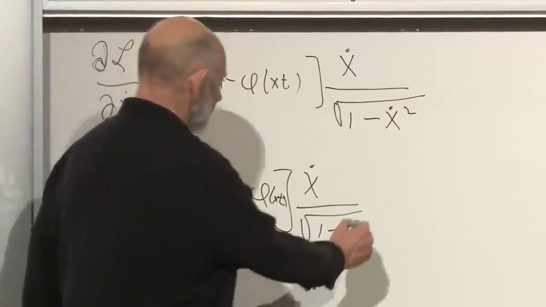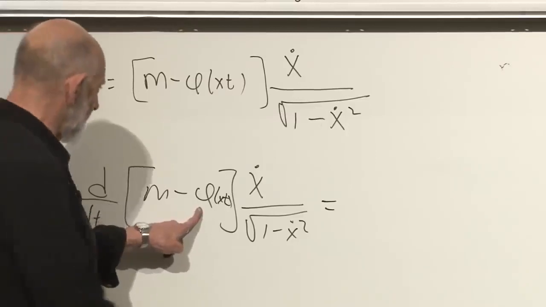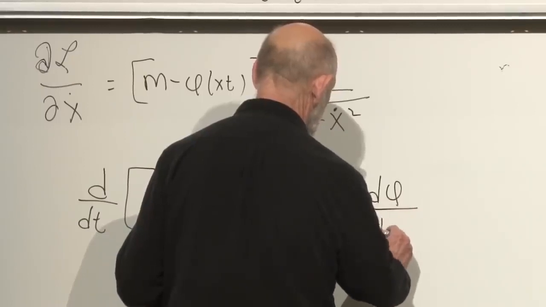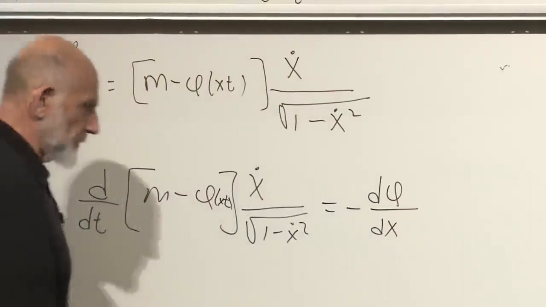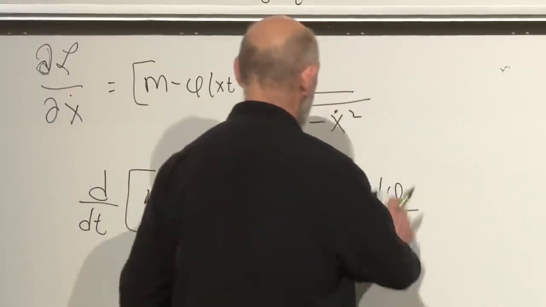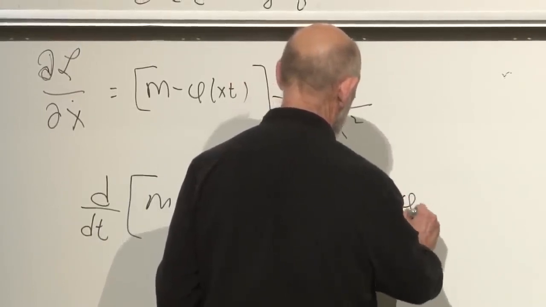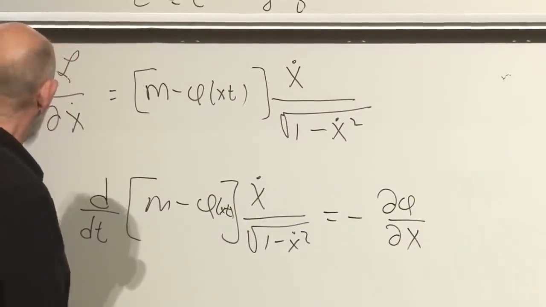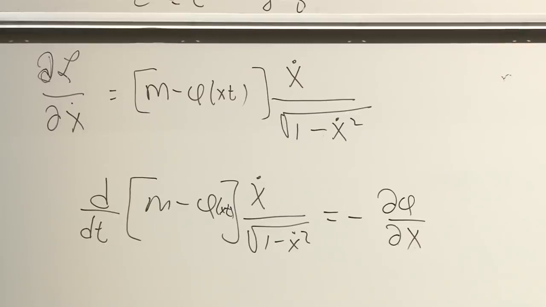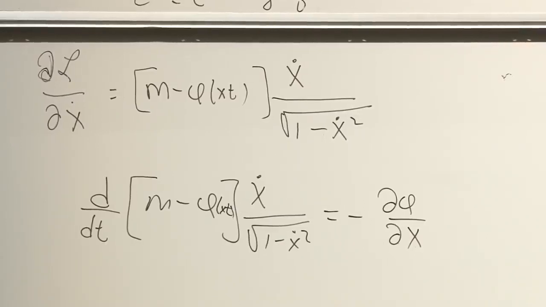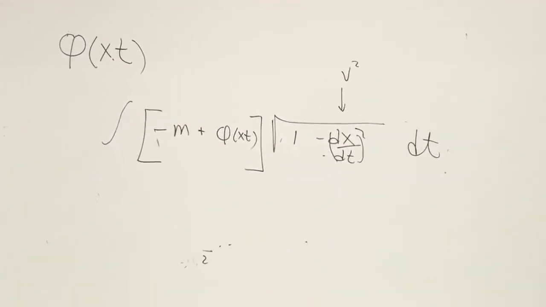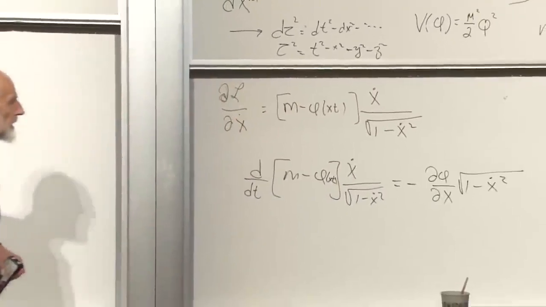So that's equal to minus the partial derivative of phi with respect to x, times, let's see, where's the Lagrangian? We're differentiating the Lagrangian with respect to x. Here's the only place that x appears, but this thing multiplies the square root, so the square root is still there. Square root of 1 minus x dot squared. That's it. That's the equation of motion.